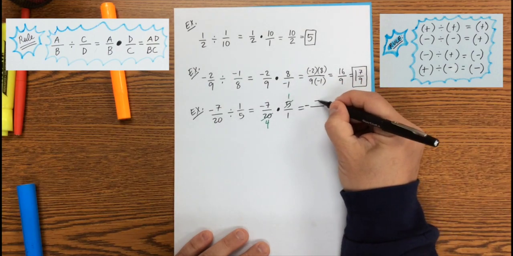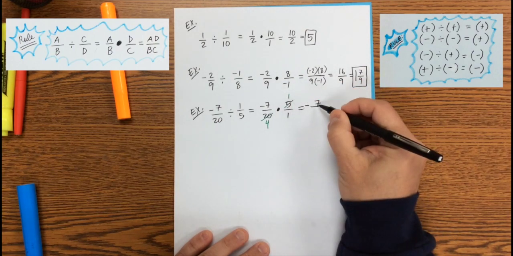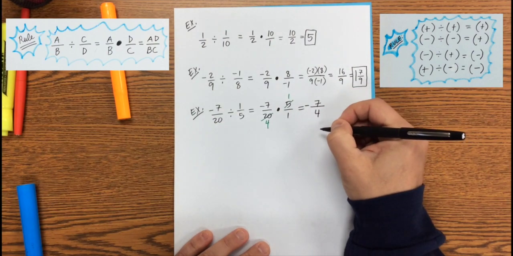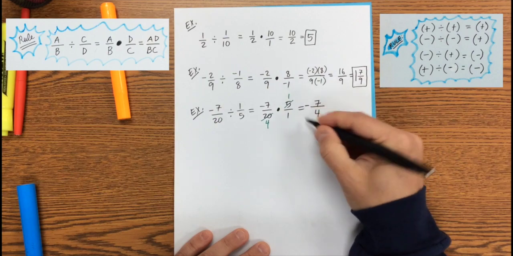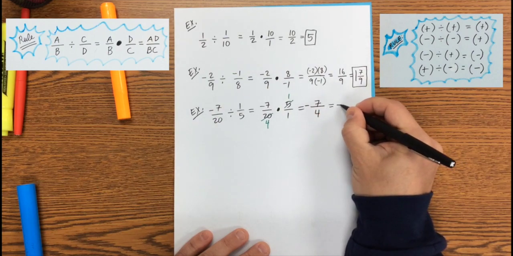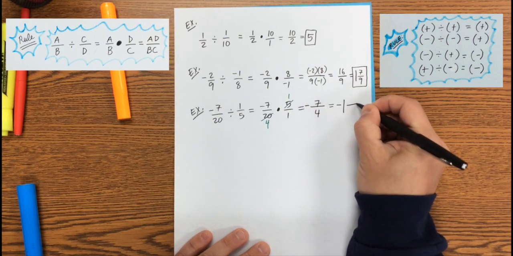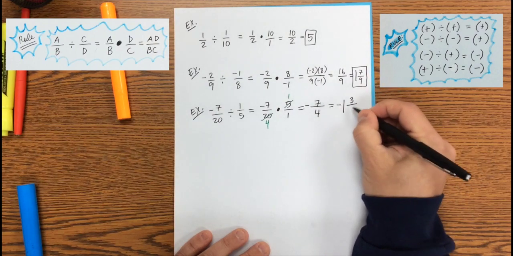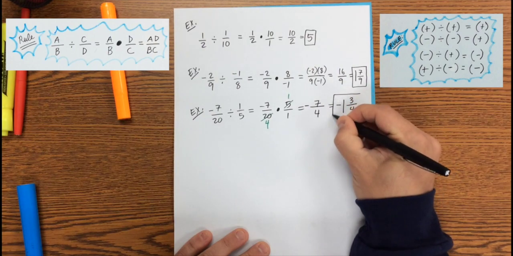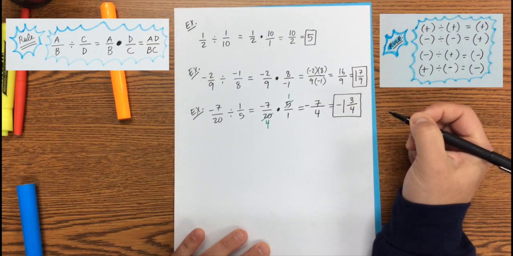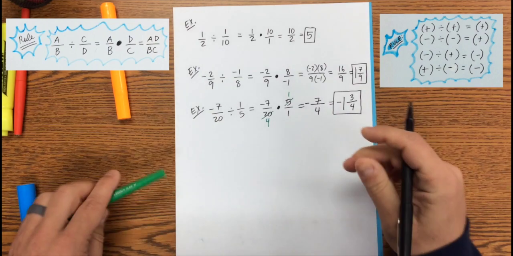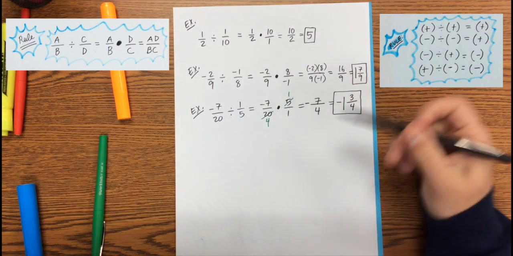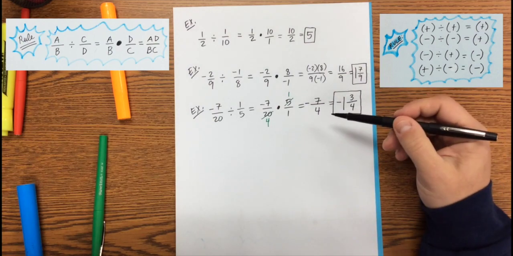So what you're going to get here is a negative 7, because negative 7 times 1 is negative 7. And 4 times 1 is 4. Negative 7/4. Now we can't leave it this way. We have to simplify. And we know that 4 goes into 7 one time with 3 left over. And there you go. Pretty straightforward. Now, I want to show you another example. I want to show you how this can be written a different way as well.